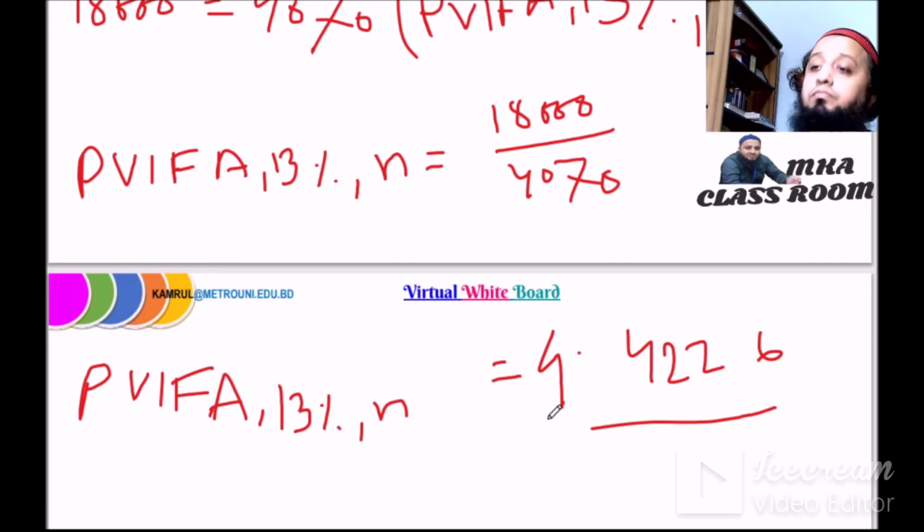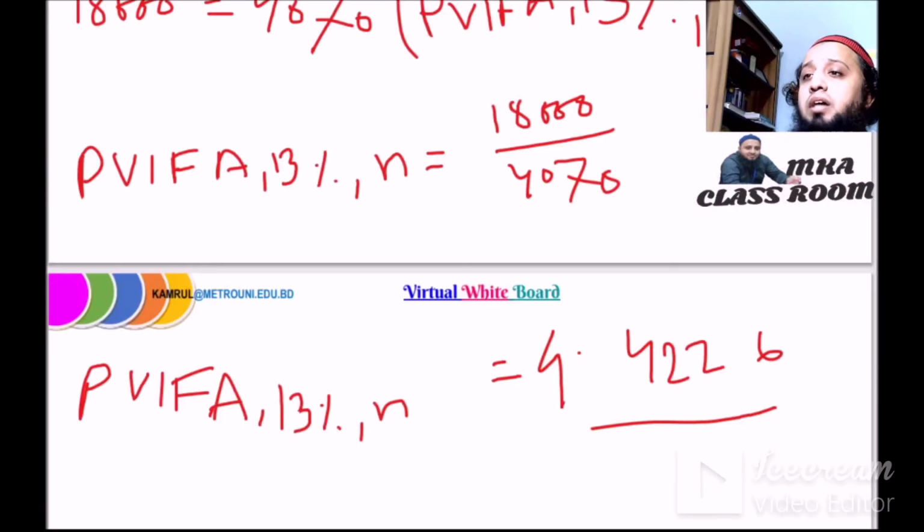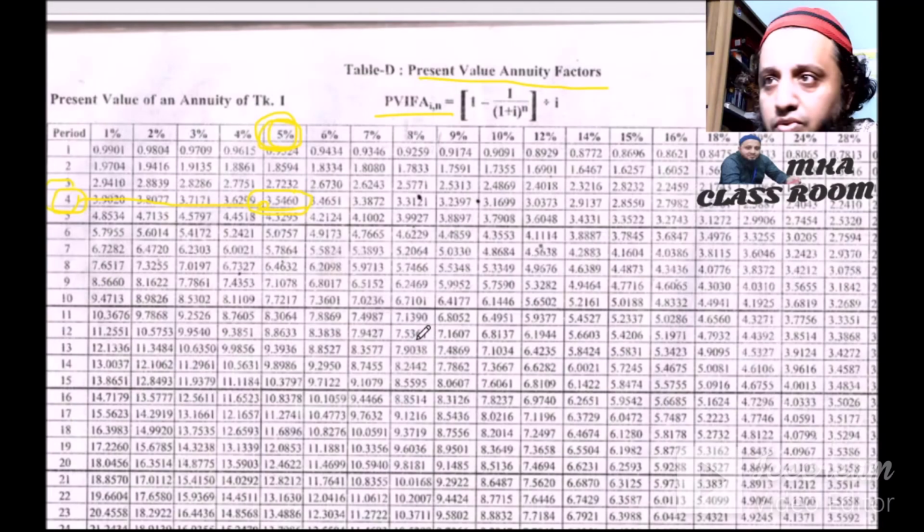That means you have to search for this value below the 13%. So, we do not have the 13% column. If you have 13%, then it will be easily solved for us. So, we can note down 4.4226 near about.